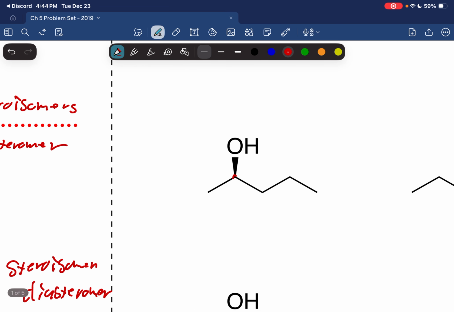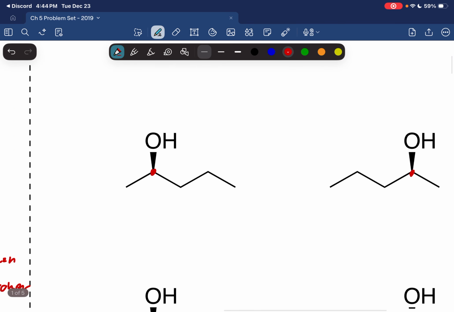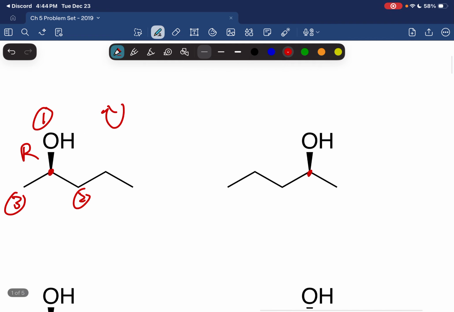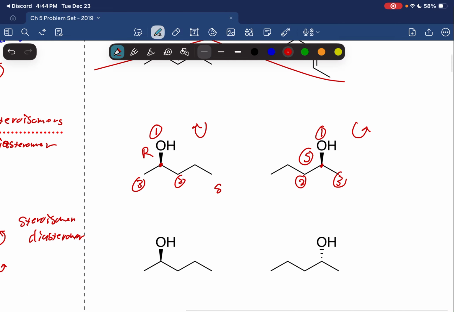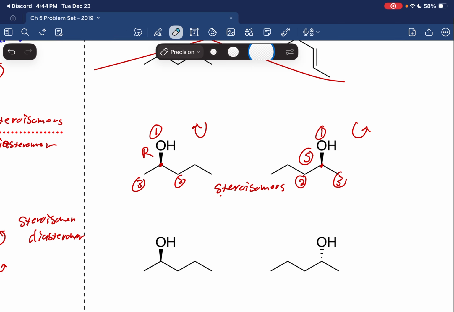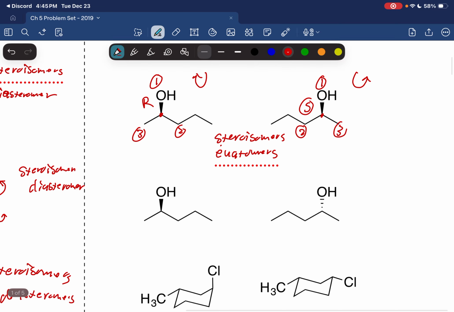So one stereogenic center, another stereogenic center. Okay, so I would number it beginning 1, 2, 3. We're going this way, so we're going clockwise, which is R configuration. 1, 2, 3. We're going this way, meaning we are S configuration, meaning we are stereoisomers that are, actually, these are not diastereomers, these are enantiomers. These are completely opposite, so these are enantiomers.